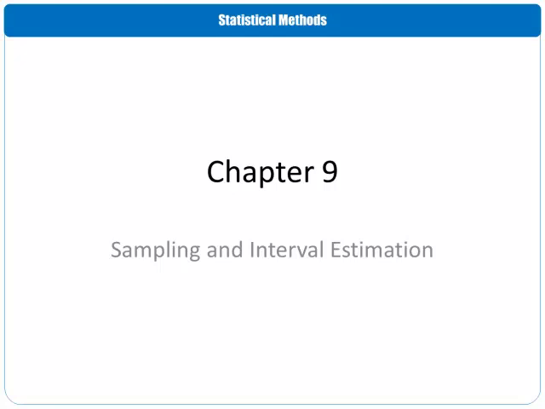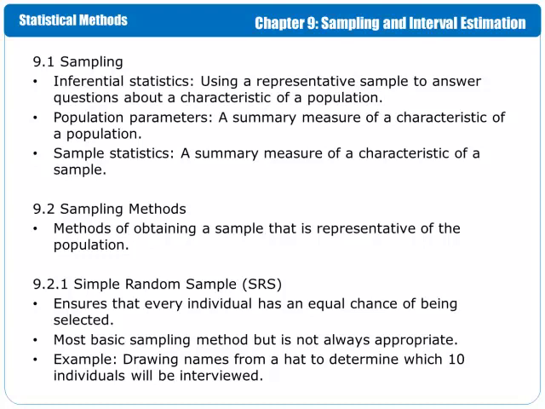Chapter 9, Sampling and Interval Estimation. Sampling is a part of inferential statistics. With inferential statistics, we are using a representative sample to answer questions about a characteristic of a population. The idea is that the population is too large to measure every single individual.